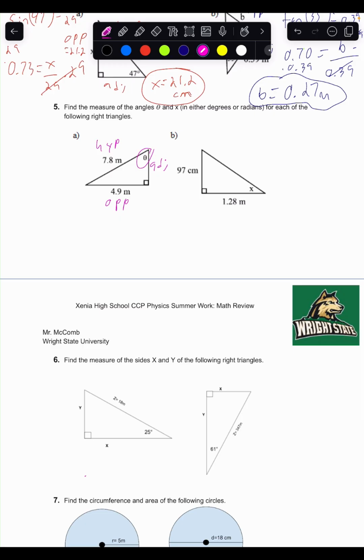Hypotenuse and opposite side is going to be sine, right? Sine is opposite over hypotenuse. So sine of theta is going to equal opposite over hypotenuse, 4.9 over 7.8.